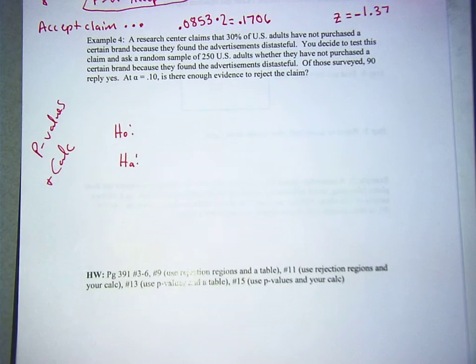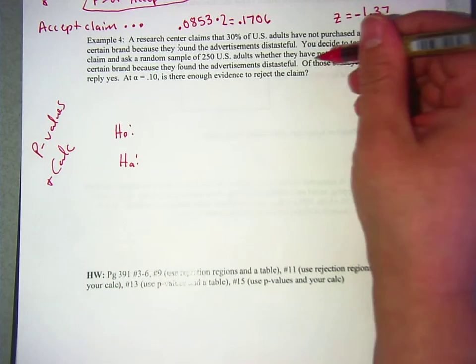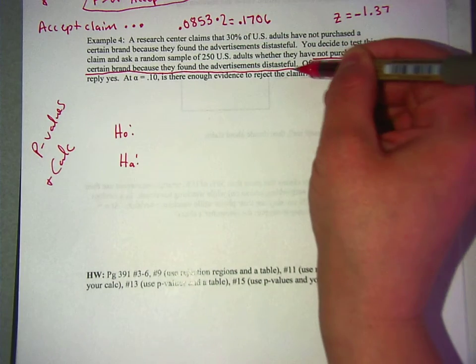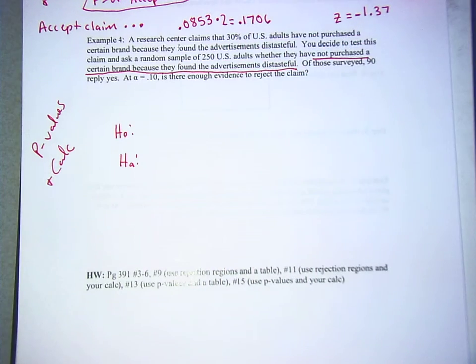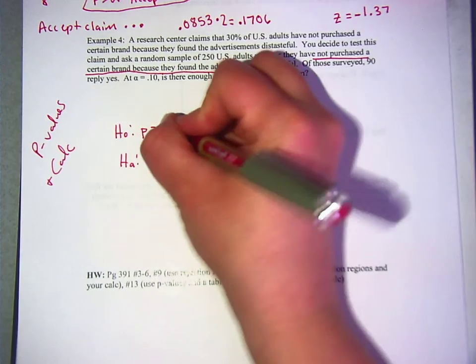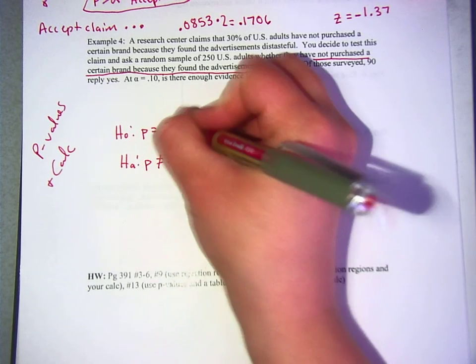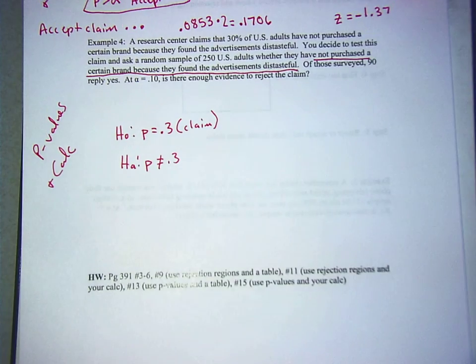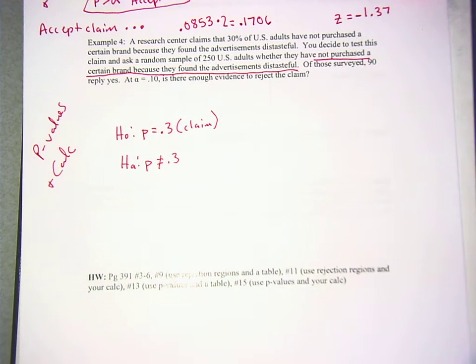Okay, now this is confusing. Because what they asked is, have you not purchased a certain brand because you don't like the advertisements? And they said yes, if that was not true, right? So they're claiming that 30% is the truth. Do you understand that? So the claim is still that it's equal to 0.3 and not that it's not equal to. So the claim's up here still. 250 times 30% is definitely higher than 5. We're good there.